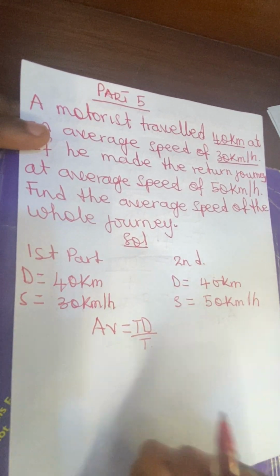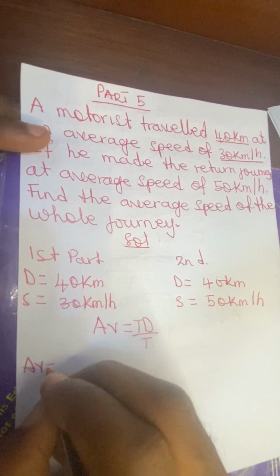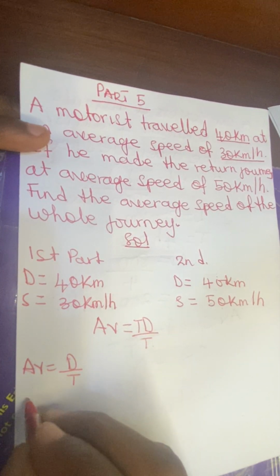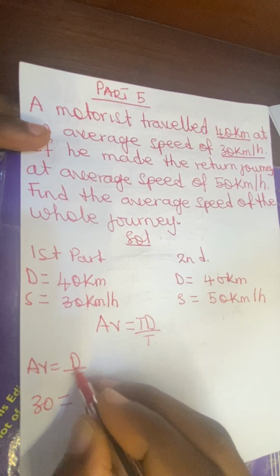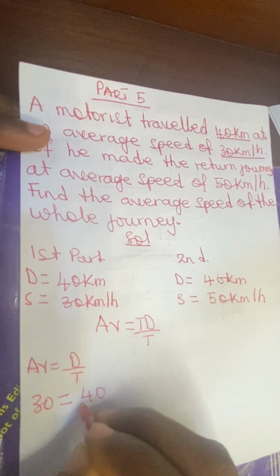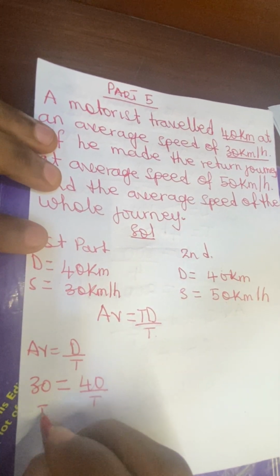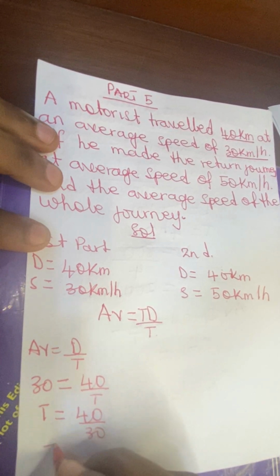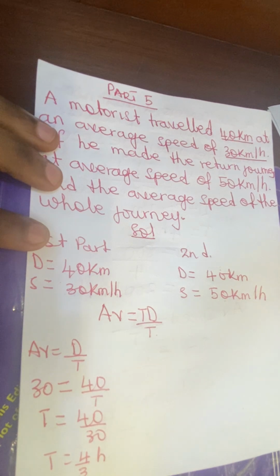So here, how do we find time? Average speed for the first part is distance over time. So the average speed was 30 kilometers per hour, which is equal to the distance 40 over time, which is t. By change of subject, we have t is equal to 40 over 30. And our t will be 4 over 3 hours.